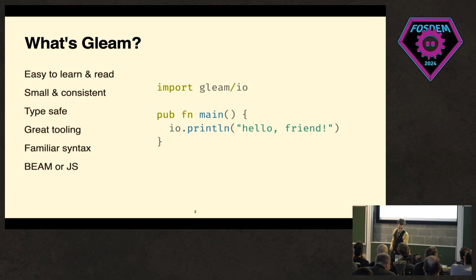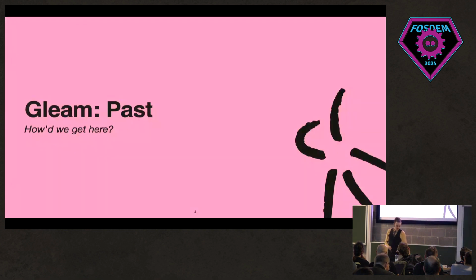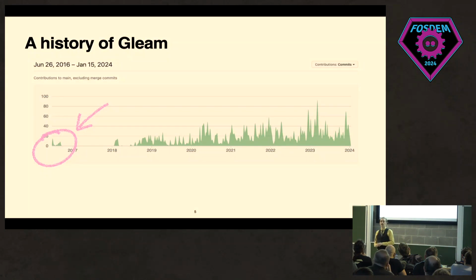So, first up, the past. Okay, the past, Gleam past. How did we get here? So, this is a history of Gleam according to GitHub, and in the very beginning, there was a tiny little blip of activity and then nothing for absolutely ages.